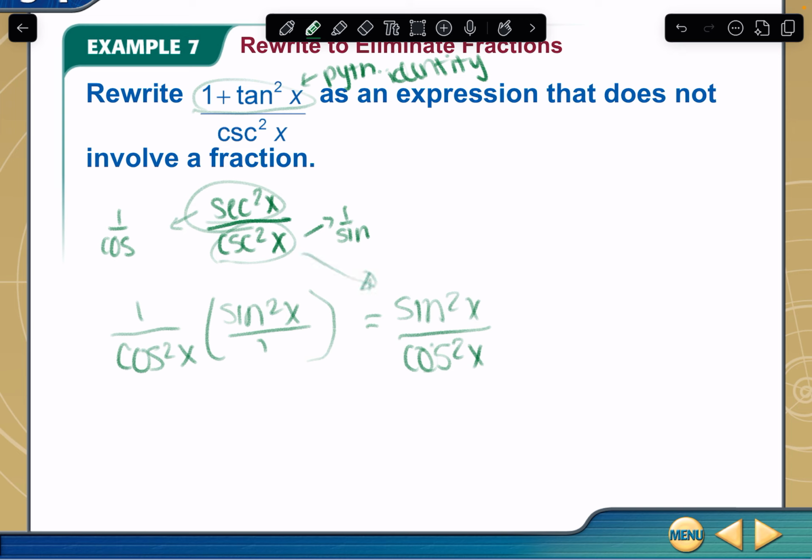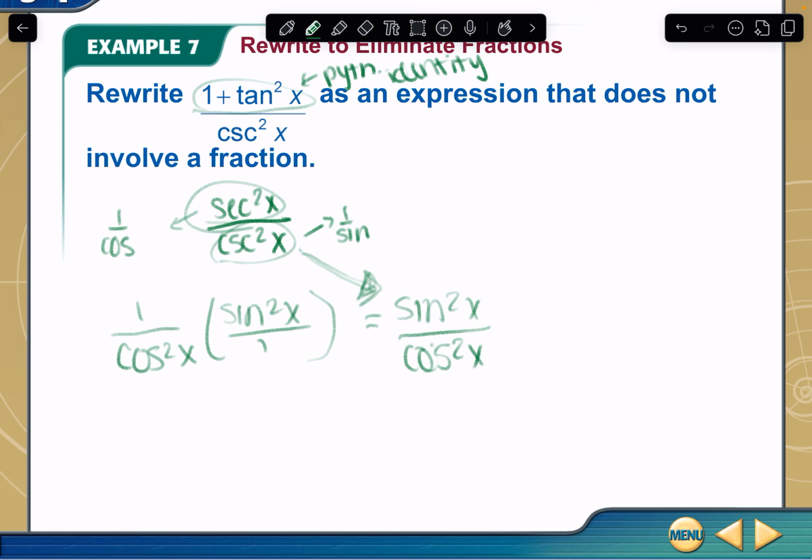You can really just go from this step to this step. If you know secant is cosine, it's going to move to the bottom. Secant, cosecant is the reciprocal of sine, it's going to move to the top. So from here, again, I still have a fraction, haven't really helped myself get to the end goal.